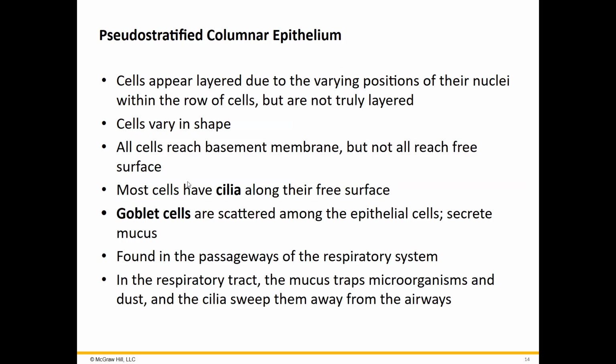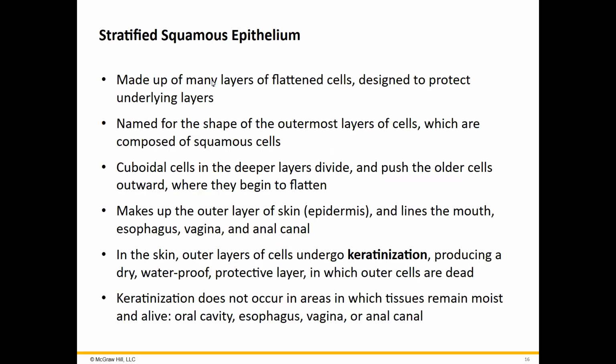Most pseudostratified, I want you to associate with cilia. Our ciliated tissues are going to be our pseudostratified columnar. They'll also have goblet cells scattered. So simple columnar will generally have microvilli and goblets. Pseudostratified will generally have cilia and goblets. They're found in passageways, most often in the respiratory system. It uses the mucus to trap infectious microorganisms, and it also sweeps away the dust. The mucus also captures the dust, and then the cilia sweeps away the mucus, which contains the infectious disease organisms and the dust.